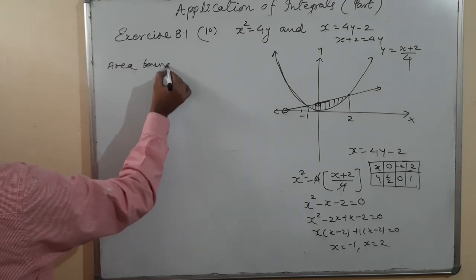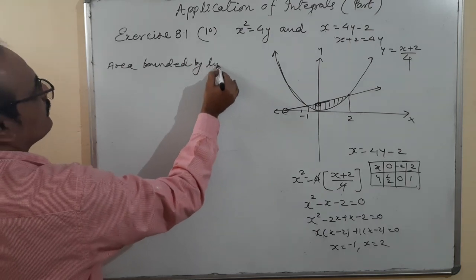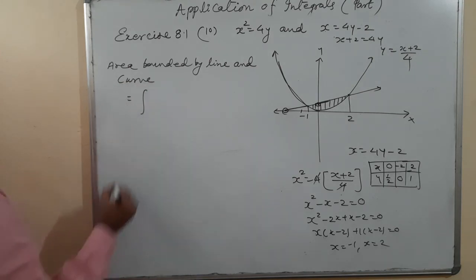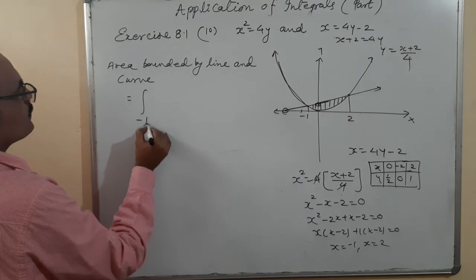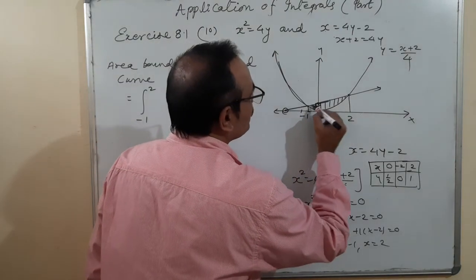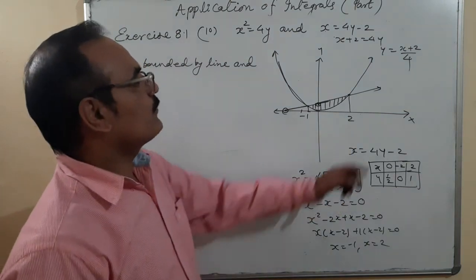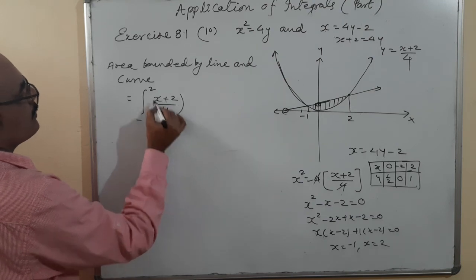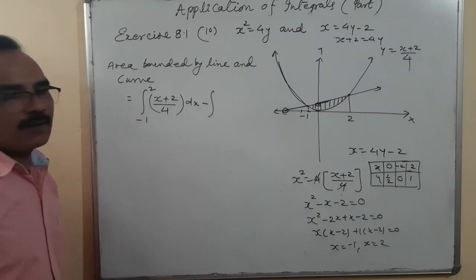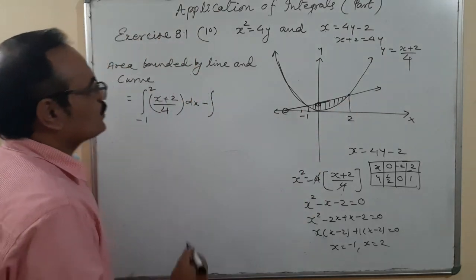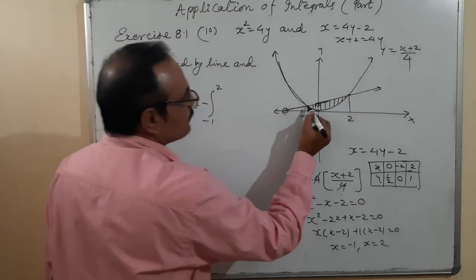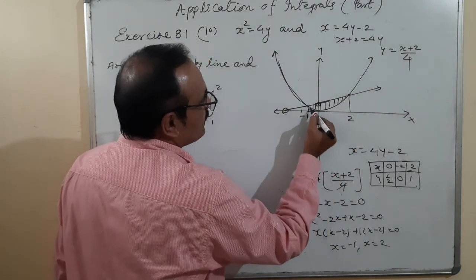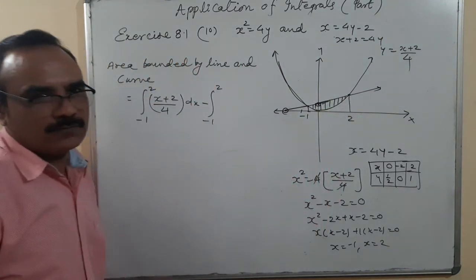Area bounded by the line and curve is equal to integration from minus 1 to 2 of the equation of line, where y is equal to x plus 2 upon 4, dx, minus the integral from minus 1 to 2 of the equation of the curve. When we find the equation of line, we get this complete area. After that, when we subtract this area, the remaining is the area under the curve.